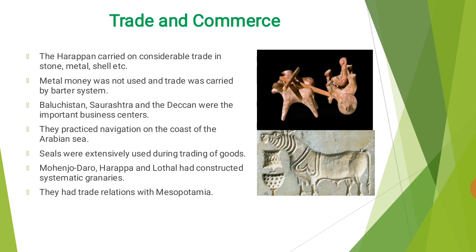Mohenjo-Daro, Harappa and Lothal had constructed systematic granaries. Granaries, do you know the meaning of granaries? That is storehouse. In Harappa, there are a series of brick platforms which form the base for 2 rows of 6 granaries each. These granaries safely stored the grains, which were probably collected as revenue or stored to be used in emergency. Huge granaries can be found in the sites of Harappa and Mohenjo-Daro. These granaries were used to store the grains.